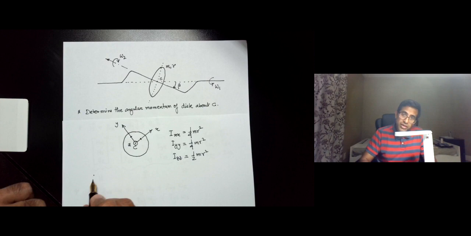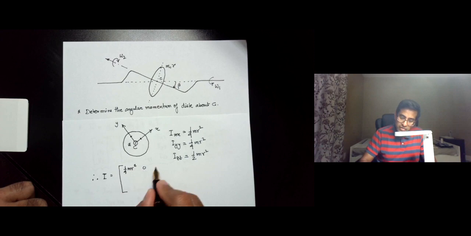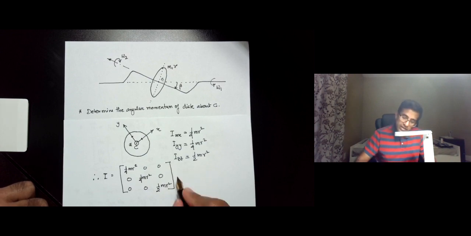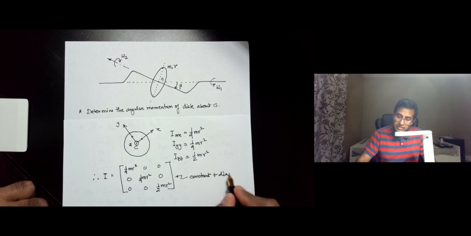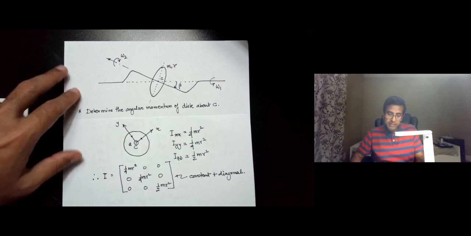Okay, and so the moment of inertia matrix in this case becomes 1/4 mr squared, 0, 0; 0, 1/4 mr squared, 0; and 0, 0, half mr squared. So you can see that it is constant plus diagonal, right?